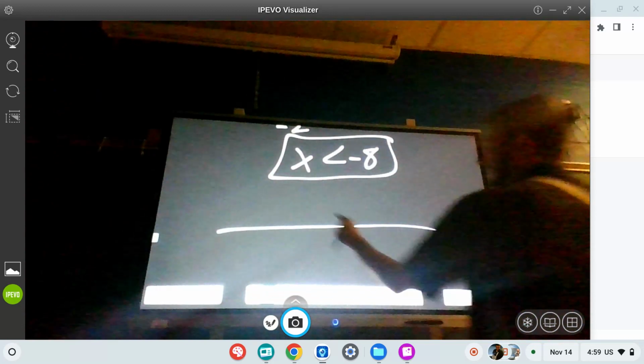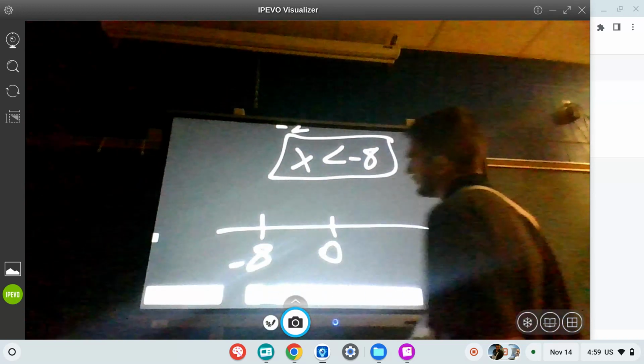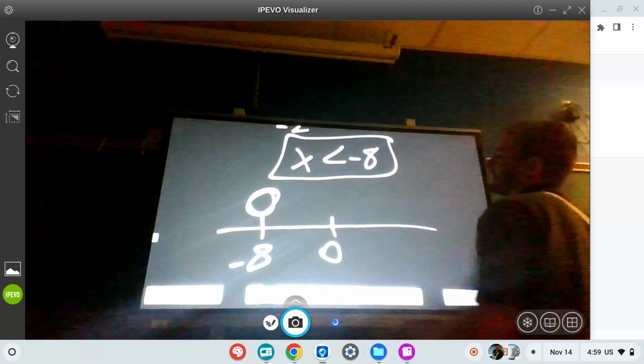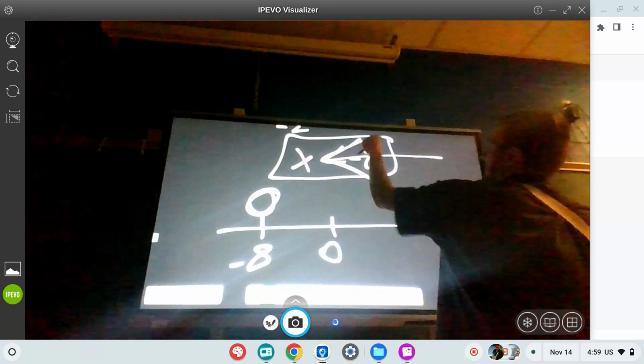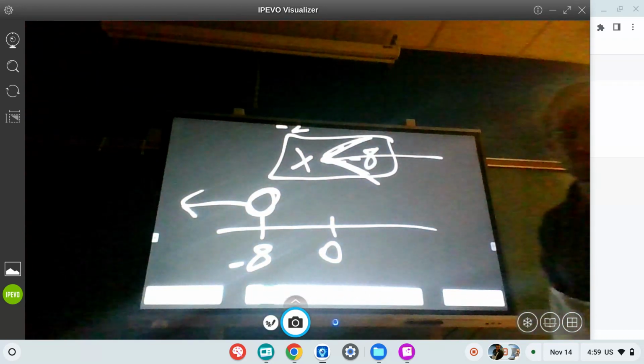All right, making a graph. Line that goes across, 0. -8 is less than 0, so we put it on the left. Open circle, leave it open because there's no equal sign. I need to go left, so I'm going to draw my line to the left.